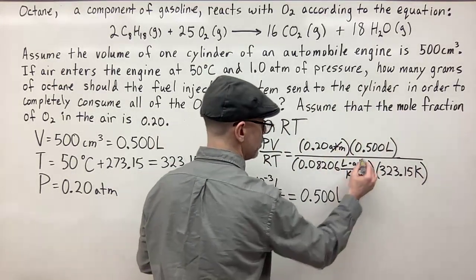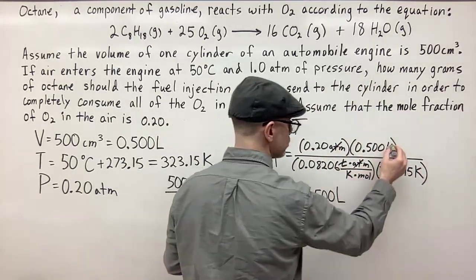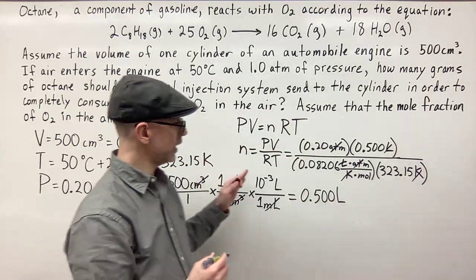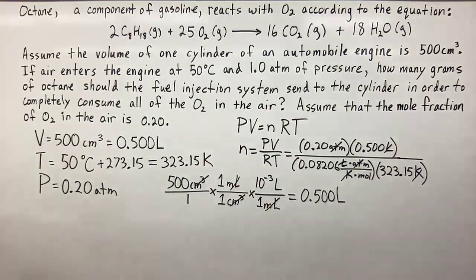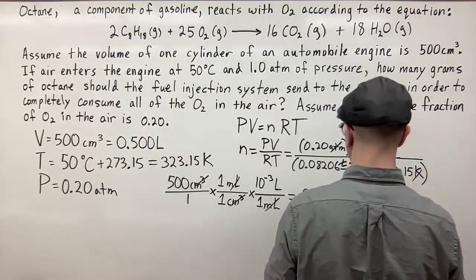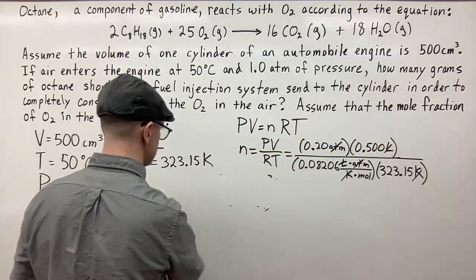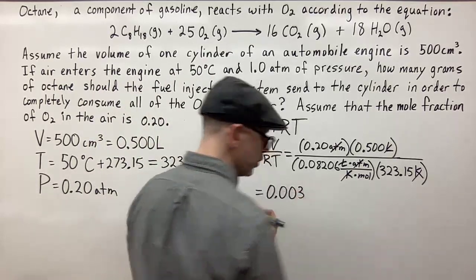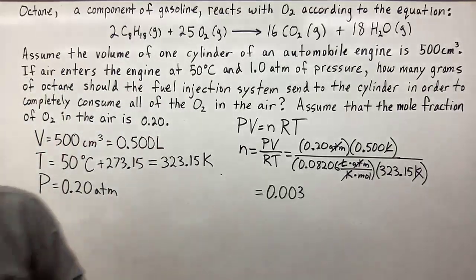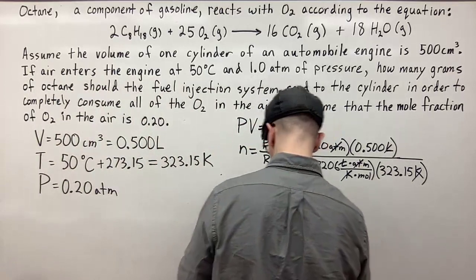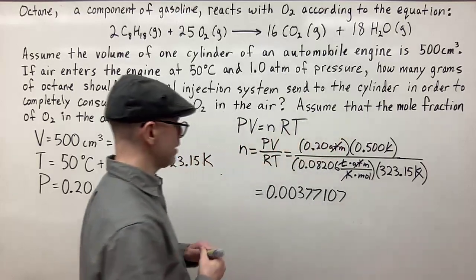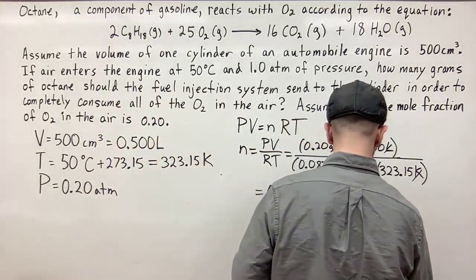And you see that the atmospheres cancel out, liters cancel out, Kelvin cancels out, and we're left with moles, which is what we want. So when we calculate this, we get 0.003771 07. Oh, I forgot. Moles of oxygen.